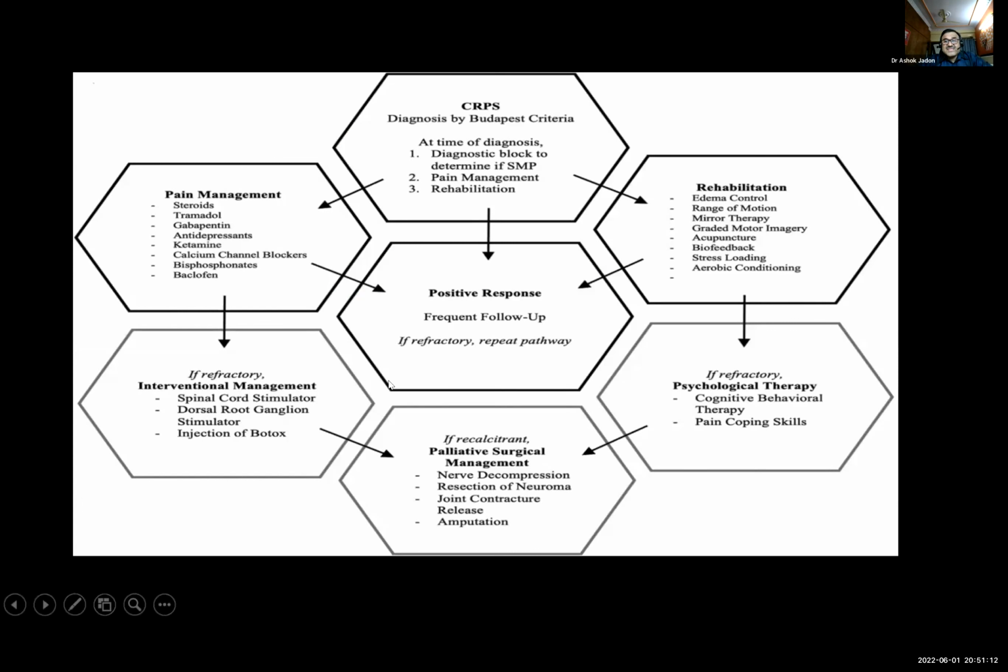And this is the algorithm. When the patient comes, you always give a sympathetic block, decide whether it is sympathetically mediated pain or not, then simultaneously start the pain management and rehabilitation program. If the non-invasive treatment is not effective, go for minimally invasive. If that is not effective, go for the invasive or surgical part. And psychotherapy is always in parallel with the other management. If the patient is doing well, you can follow up, and if it fails, you can continue from stage one. But this was the symptom-based treatment.